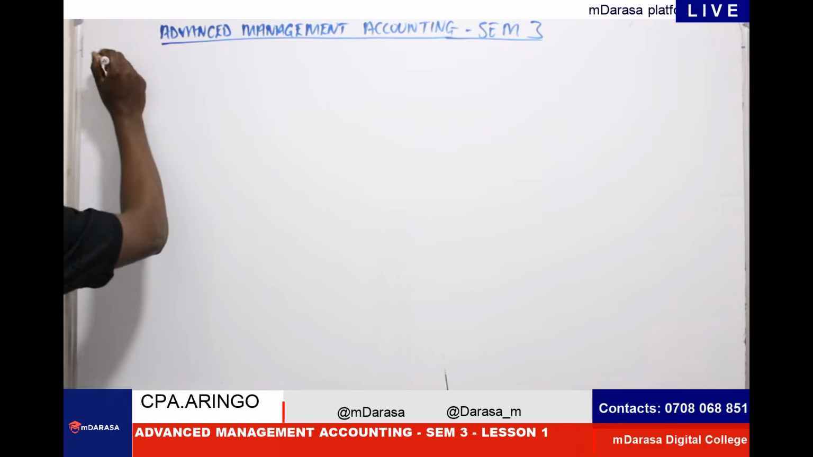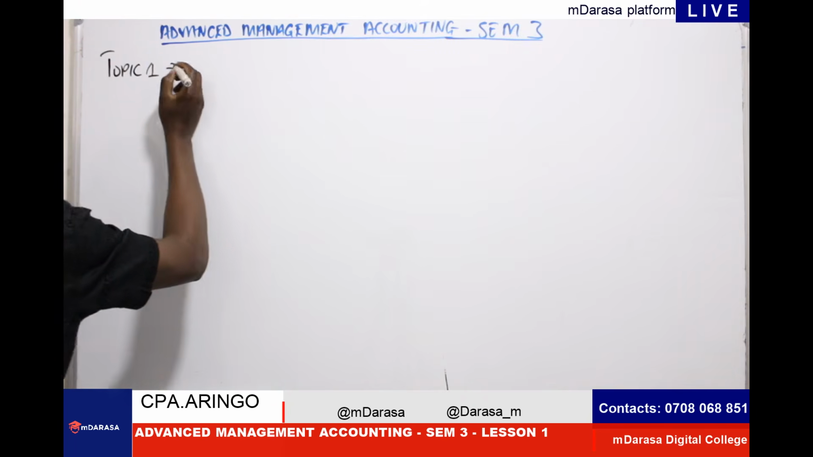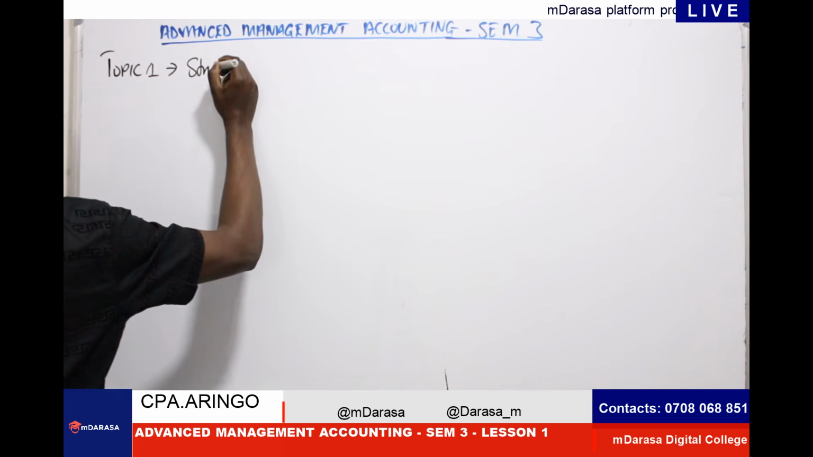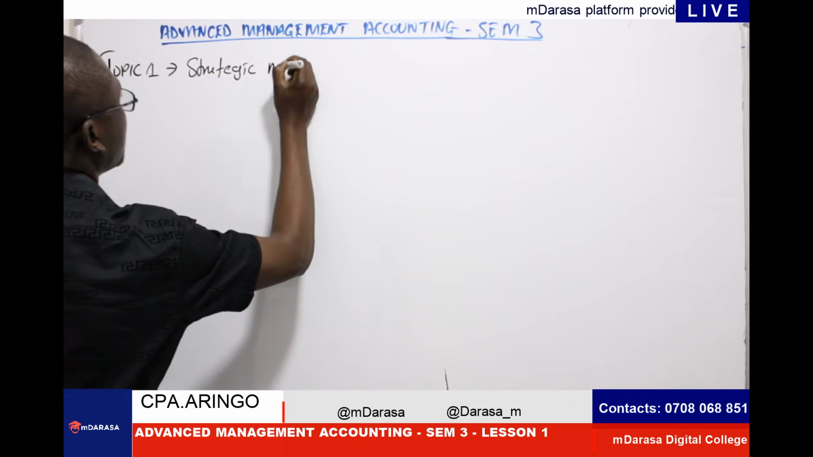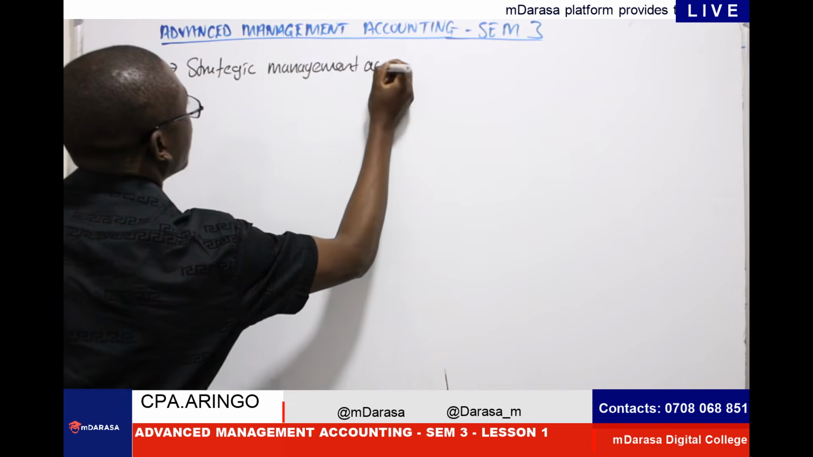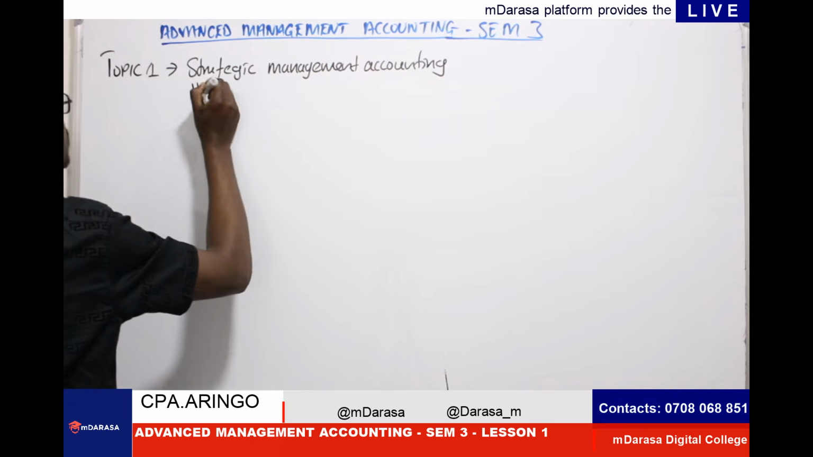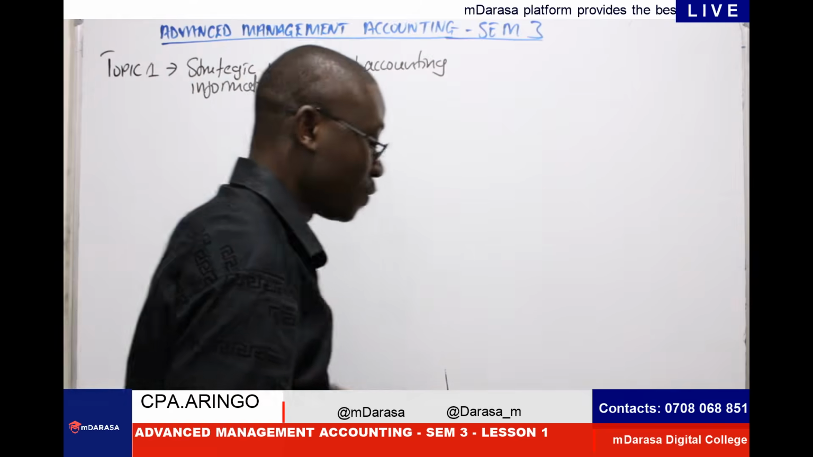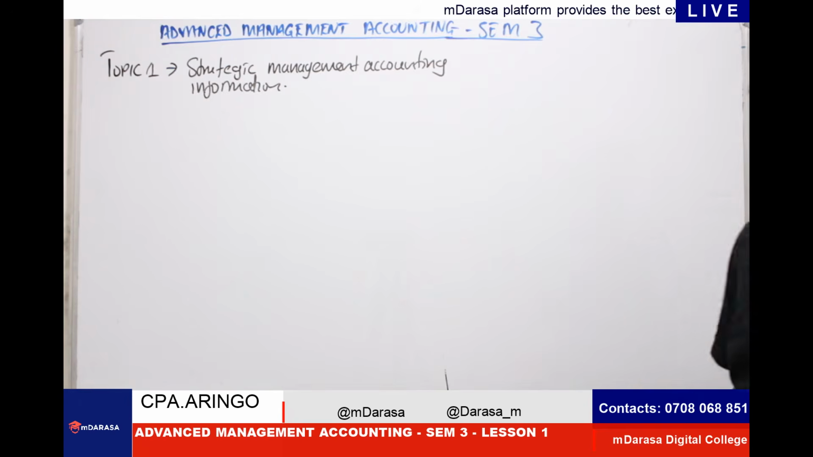Number one, considering topic number one, what will be expected to cover here is strategic management accounting information. So what we will be expected to understand here, first of all, this is one of the 2 theory topics that we have at this level.